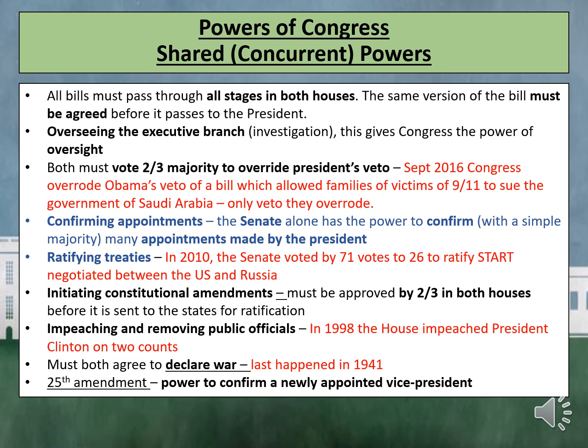The House has used this power 19 times since 1789, the most recent concerning Thomas Porteous in 2010 on charges that included corruption and perjury. In 1998, the House impeached President Clinton on 2 counts, perjury and obstruction of justice.